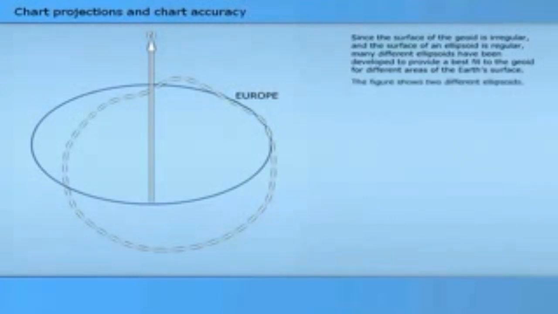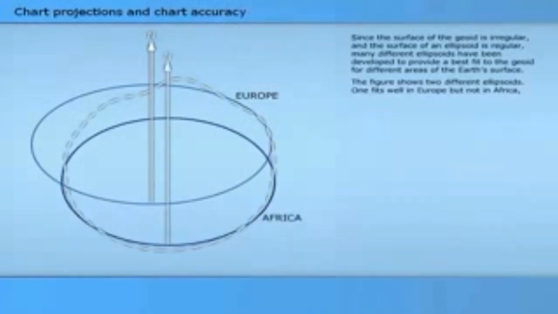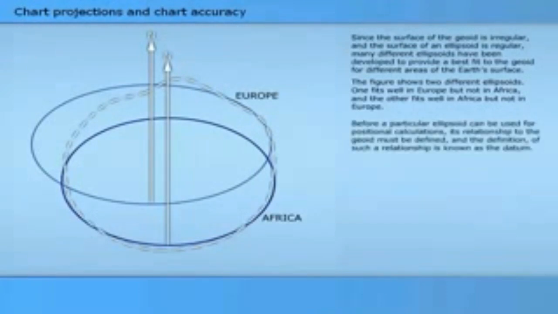The figure shows 2 different ellipsoids. One fits well in Europe, but not in Africa. And the other fits well in Africa, but not in Europe. Before a particular ellipsoid can be used for positional calculations, its relationship to the geoid must be defined, and the definition of such a relationship is known as the datum.